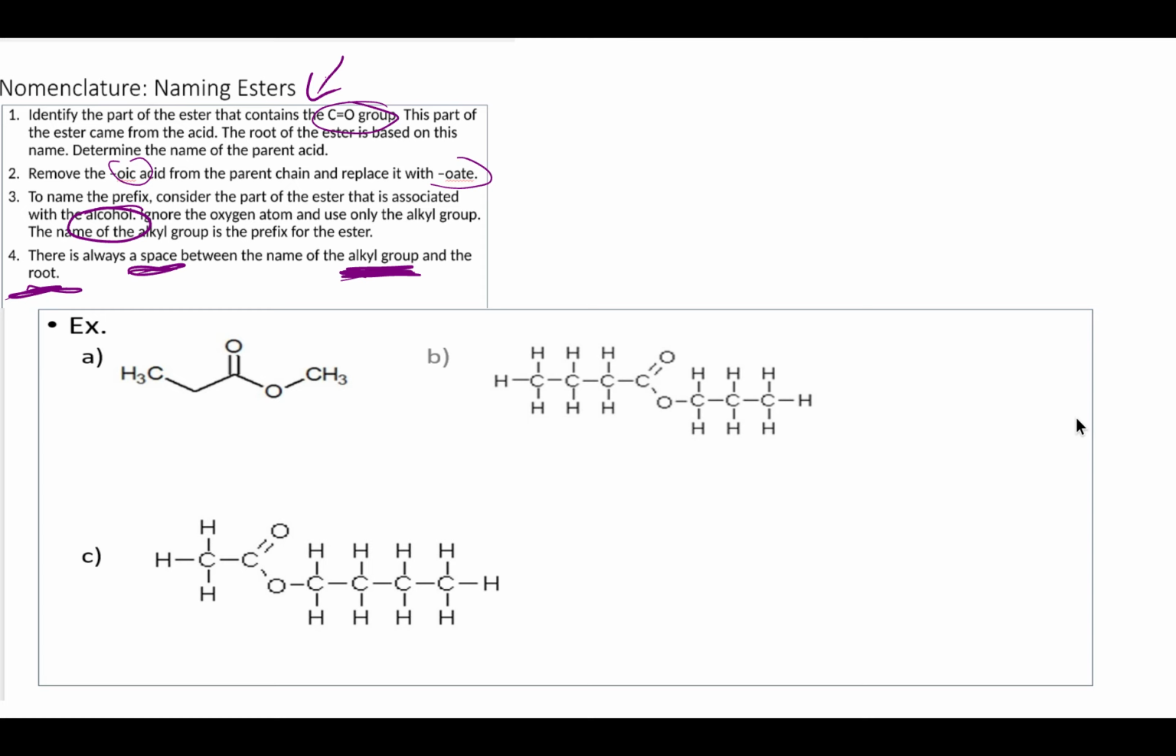So if I take a look at this first one, the carbon attached to just the oxygen, that was the alcohol group. So that would be a methyl group.